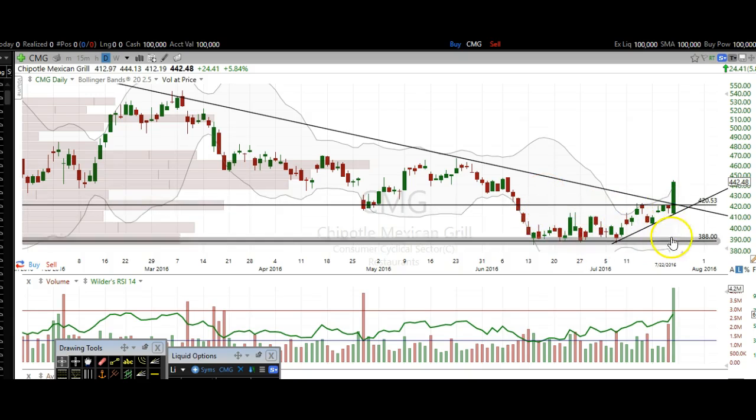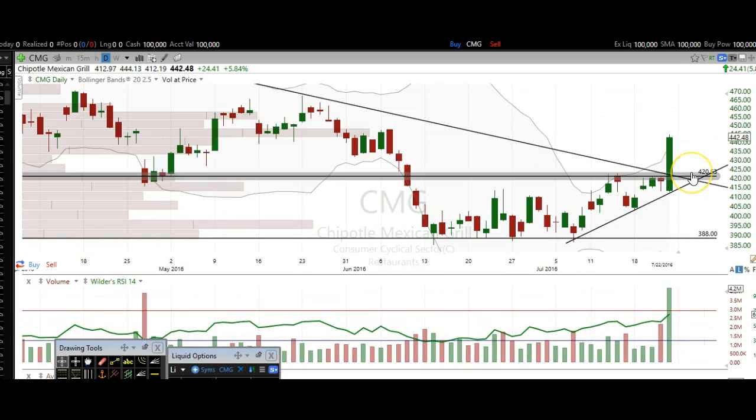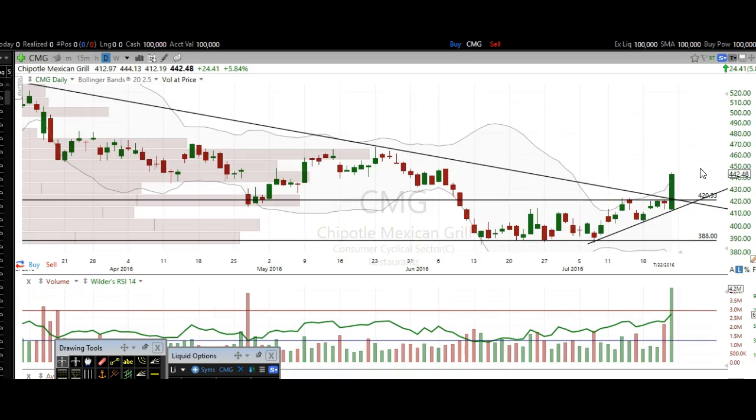You can see that we were in such a tight range right here, really tight range, and then we broke out of that range. I think if we touch back down to about 420 or so, I believe that's going to be a good buying opportunity for Chipotle. You can see that we got a strong reaction off of earnings.